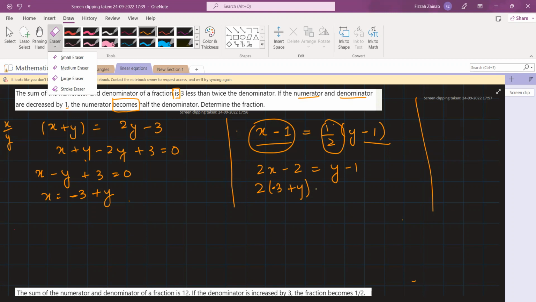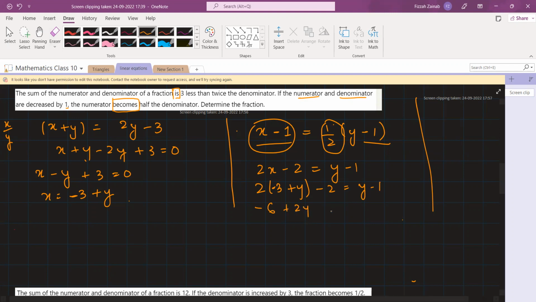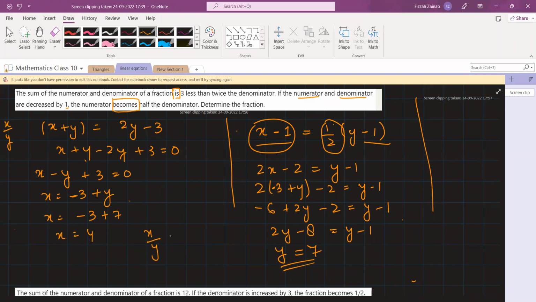Okay. Now minus 2 is equal to y minus 1. Okay, so minus 6 and plus 2y minus 2 is equal to y minus 1. So that becomes 2y minus 8 is equal to y minus 1. 2y minus y becomes y. And this is minus 1 and plus 8 becomes 7. So y is only 7. Now you put it here. So x is minus 3 plus 7. So x is equal to 4. Yeah. So the fraction is x upon y, which is 4 by 7.